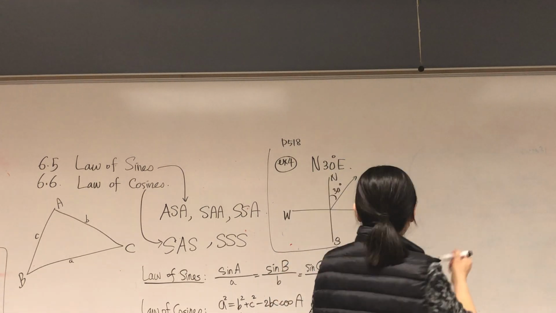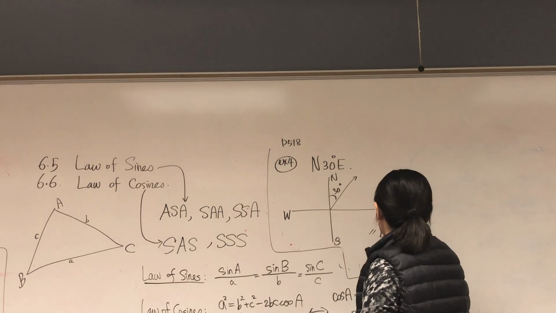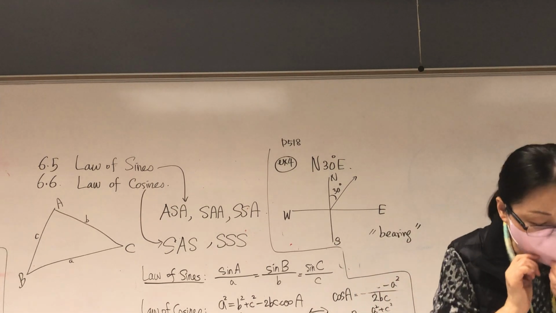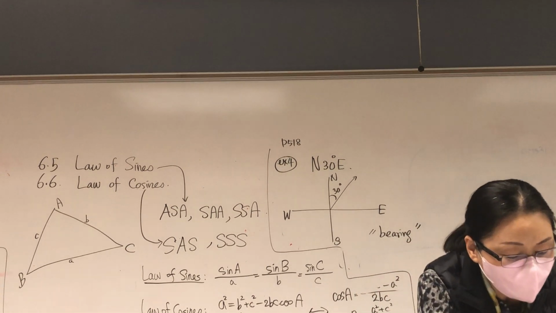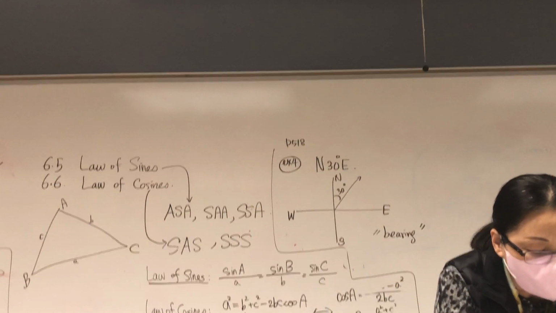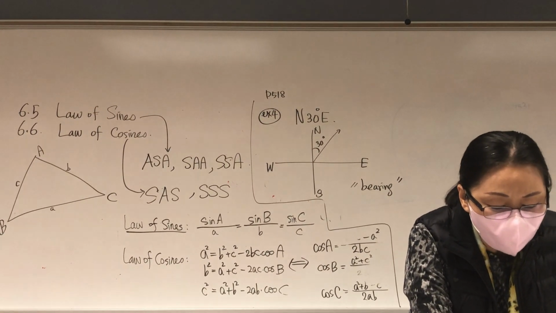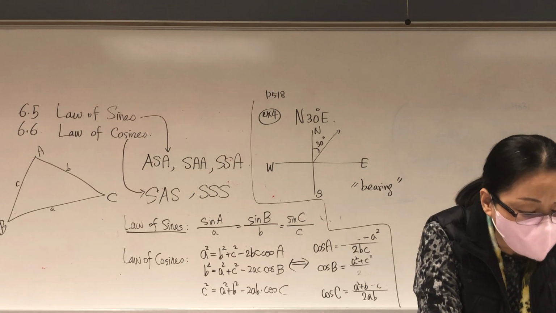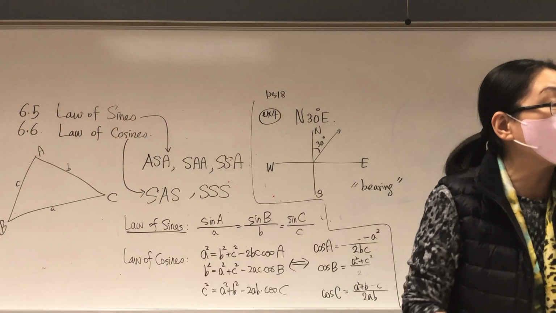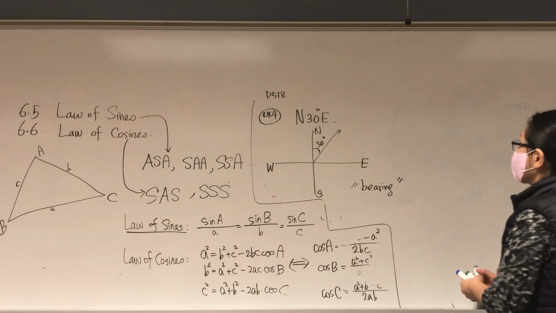And here is one of the terminologies. What do they mean by bearing? Here I will read the book. In navigation, a direction is often given as a bearing. That is, as an acute angle measured from due north or due south. So bearing means this angle, right? Good. Okay, go to example 4.